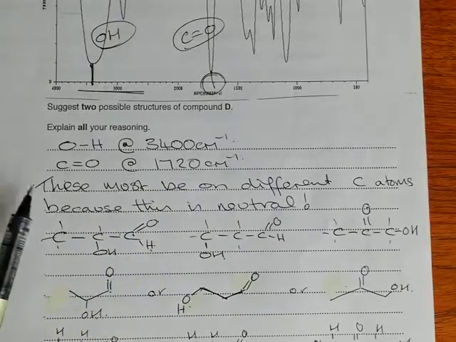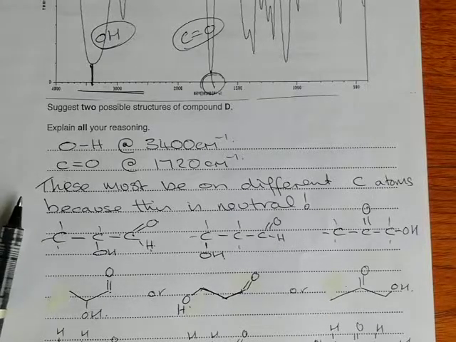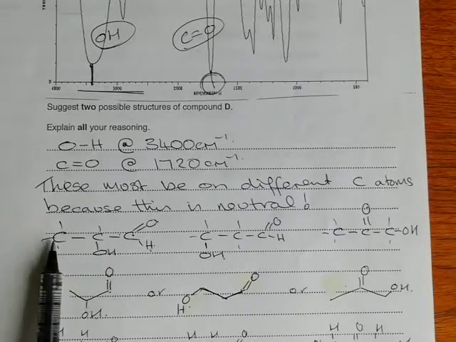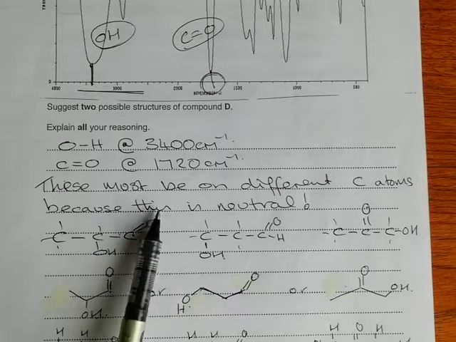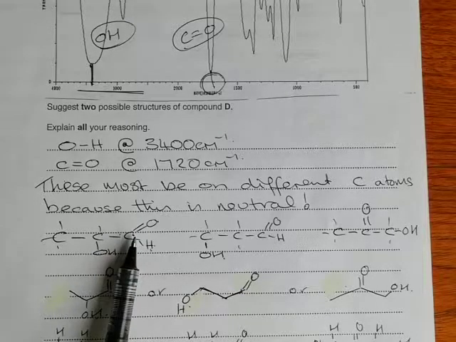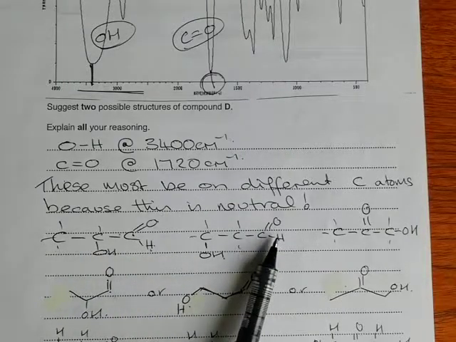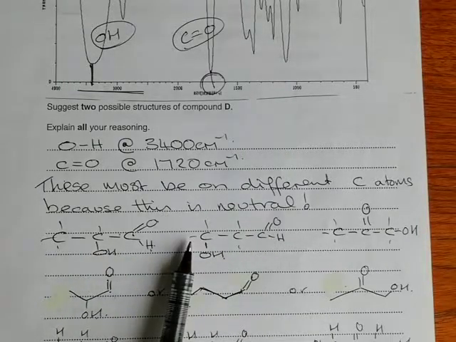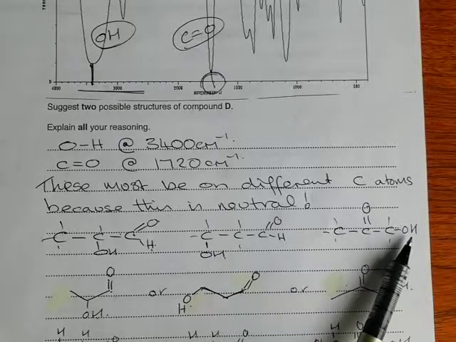I'm also going to point out that I know these must be on different carbon atoms because this is neutral. If they were on the same carbon atom, this would not be neutral, it would be a carboxylic acid. So therefore, I started off by sketching 3 in a row, because there's nothing else you can do with 3 in a row, and I've put the double bond O on the end here, and I've put the alcohol there, and my alternative is double bond here, alcohol on the end. And my third alternative is double bond in the middle, alcohol on the end.